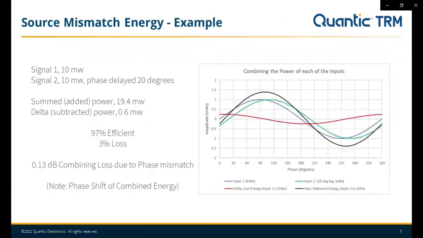This is why, if you're combining signals and want to maintain signal integrity, phase is also important. It's not just power loss. Take a look at the graphs there. We have the green line and the blue line, which are two signals separated by 20 degrees. The black line is a summation of power. There is a phase shift with the summation of power because of the way those two signals add, so there is an additional phase shift in addition to the efficiency rating of what you get. The red line is the power that is being thrown away.